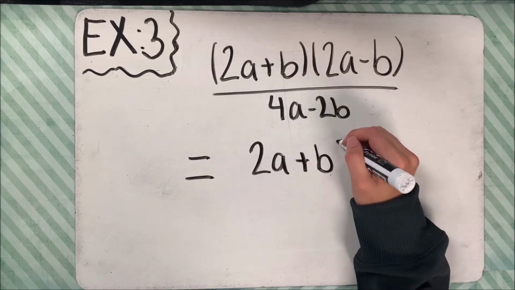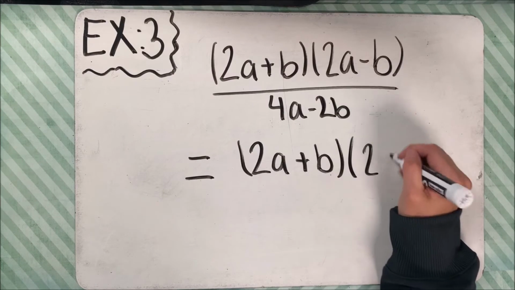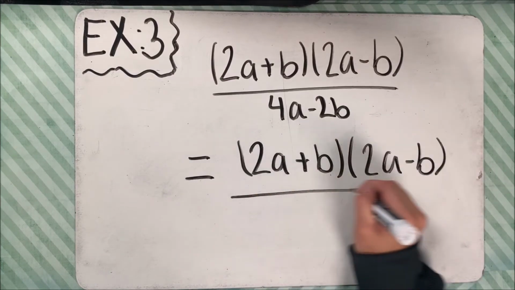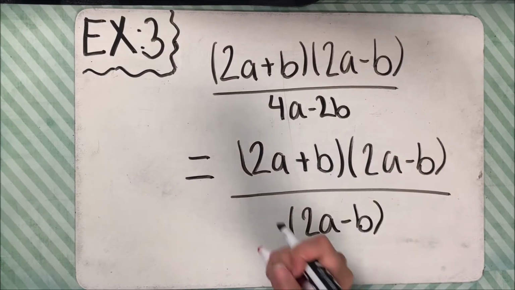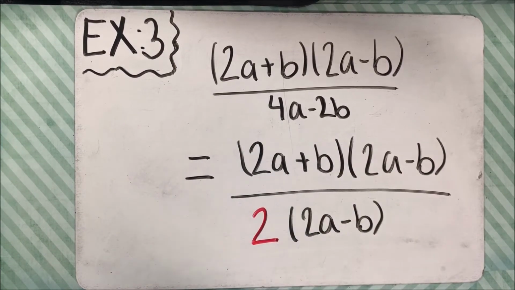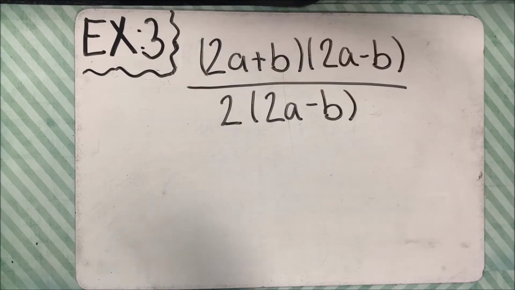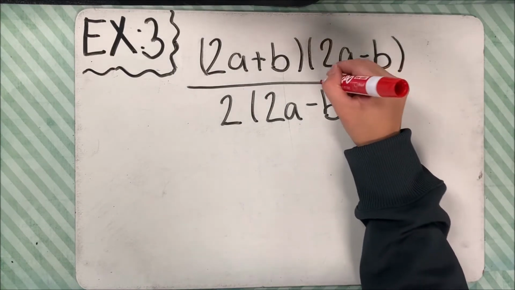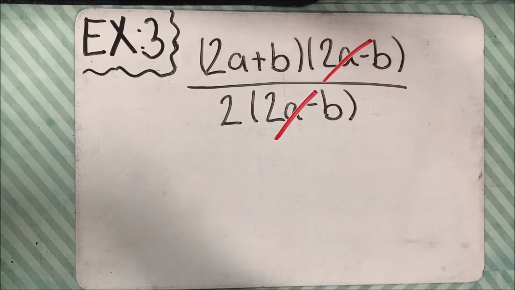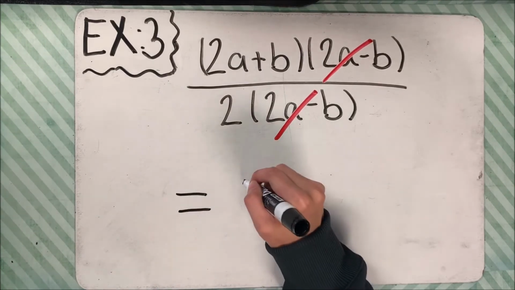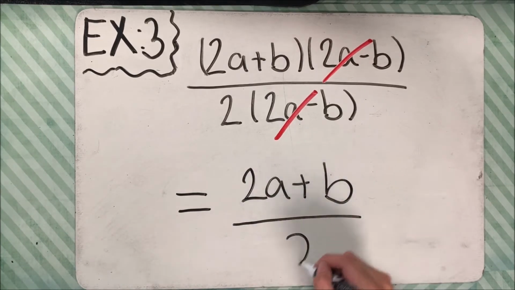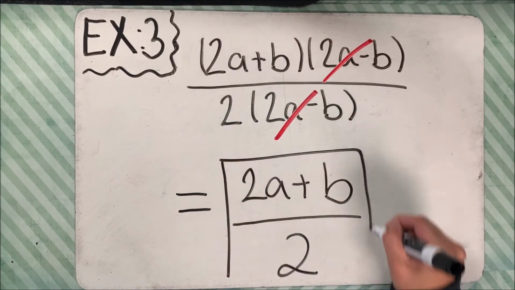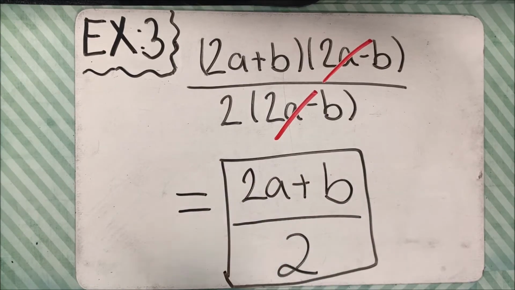This equals 2a plus b times 2a minus b over 2 times 2a minus b, and we're going to take out a 2 to simplify it. So the 2 is in front now. The 2a minus b on both the top and bottom will cancel out, because if you divide 2a minus b by 2a minus b, it's 1, so it leaves you with 2a plus b on the top and 2 on the bottom. And that's your final answer.